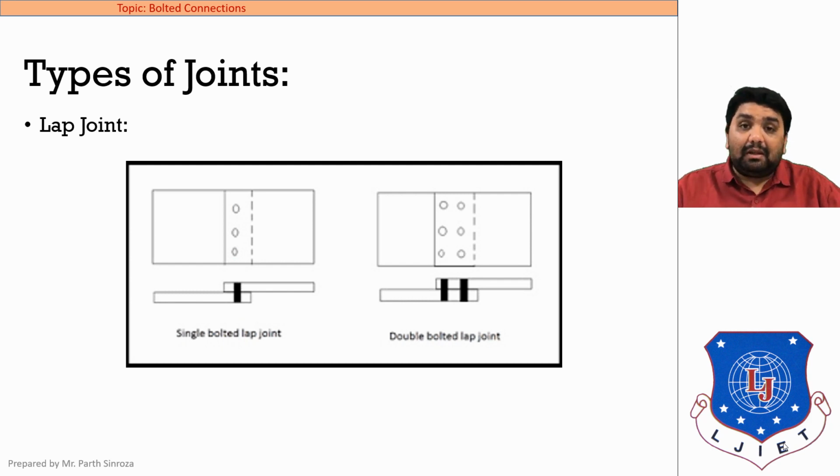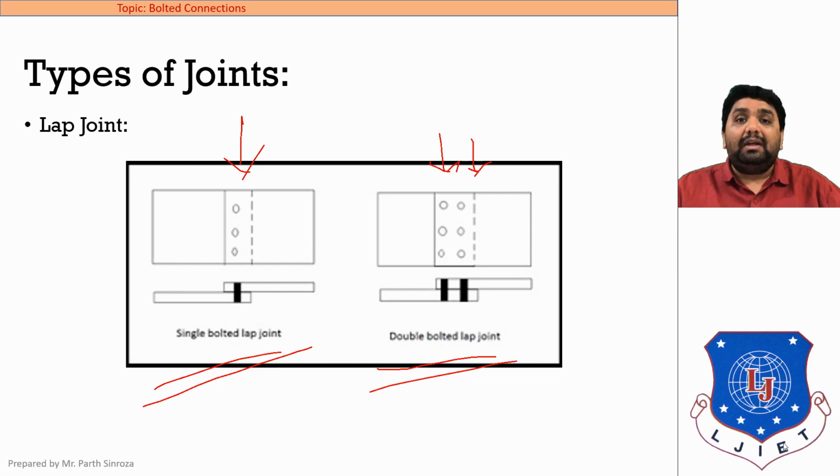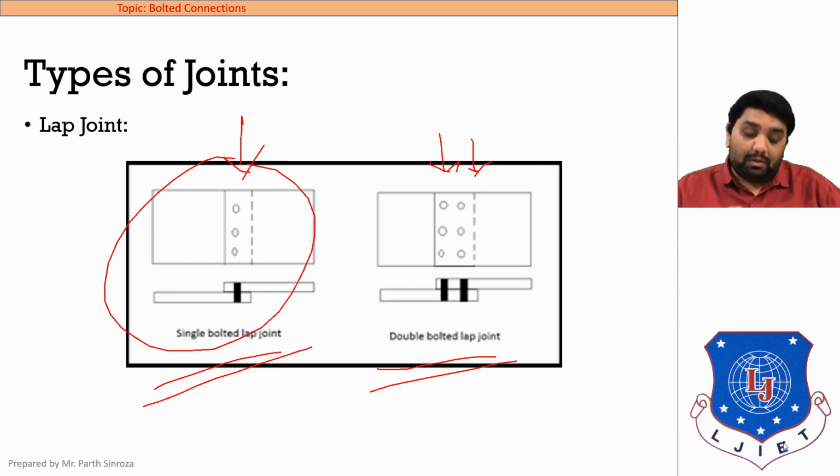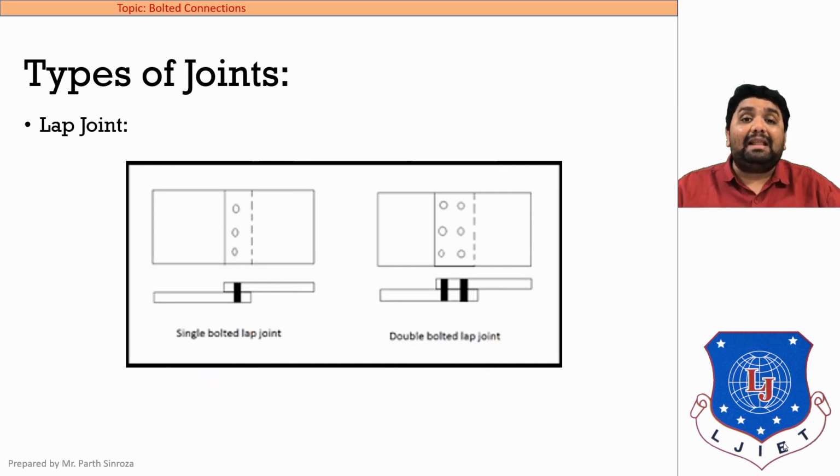Okay, so this is a bolted connection. The first here is a single bolted lap joint. That means the bolts are placed in just one line. If two lines of bolts are used, it is called a double bolted lap joint. In our syllabus, we will basically deal with single bolted lap joints only. Clear? So this was the first type, the lap joint.